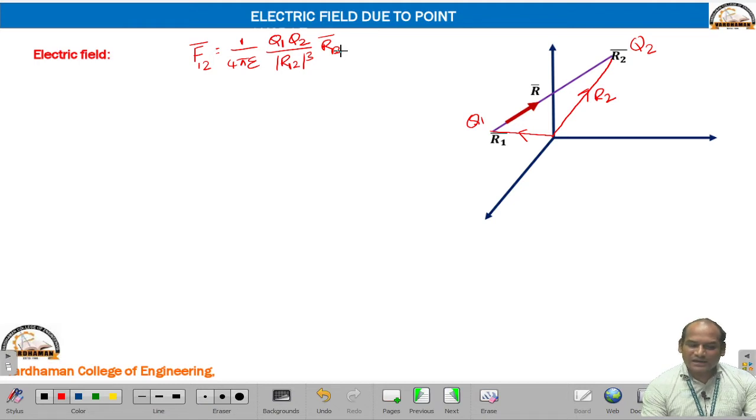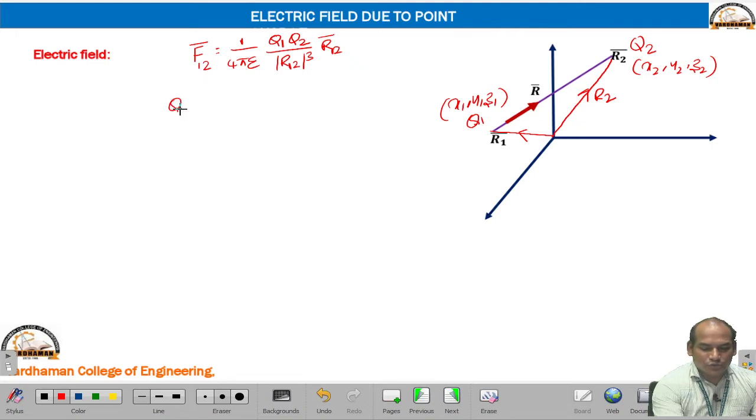So here the electric field concept is about whether the charge Q2 is available or not available at the location R2, the effect of Q1 will be available. In position R2, whether Q2 is available or not, the effect of this Q1 charge will be available around Q1 actually. For example, this is the position x2, y2 and z2, and Q1 is available at x1, y1, z1.